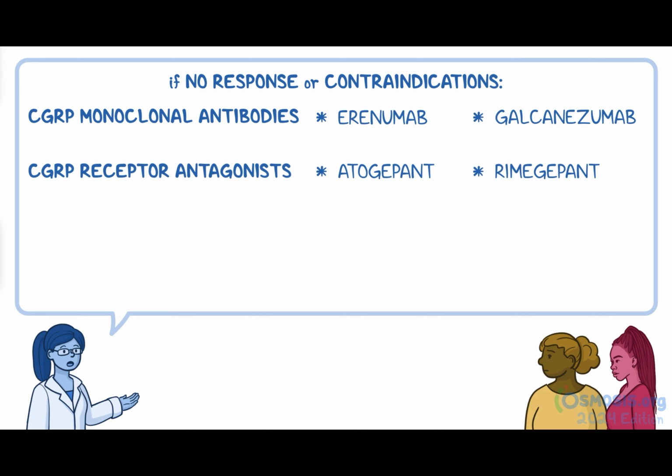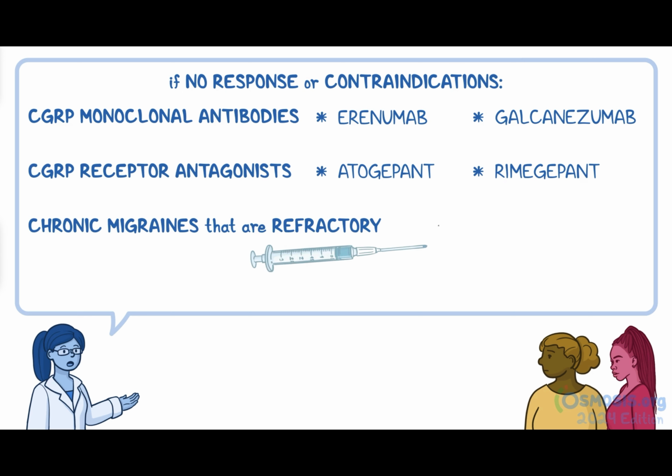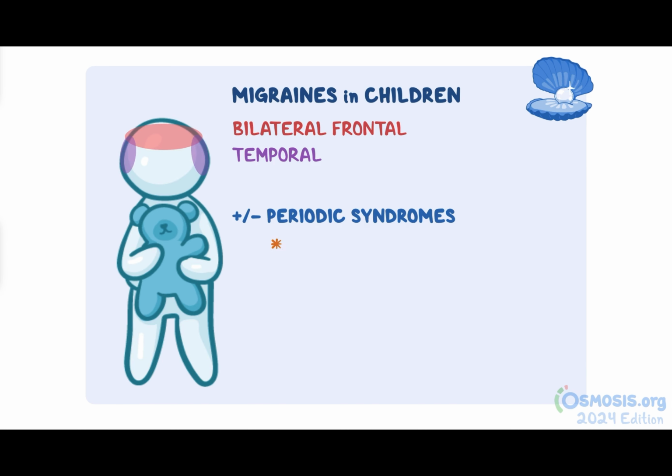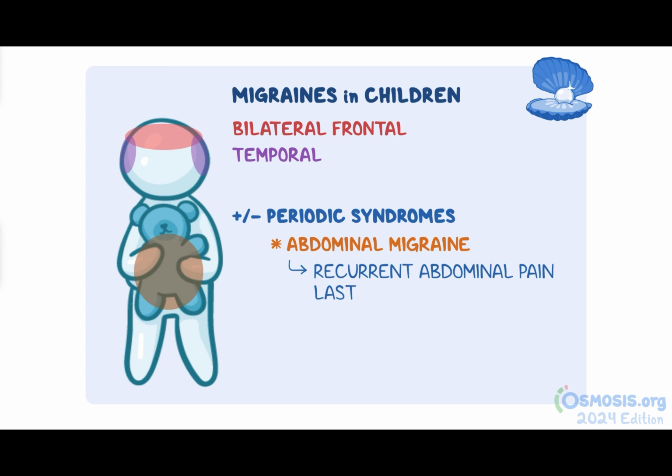Finally, for patients with chronic migraines that are refractory to the previously mentioned medications, consider Botox injections, more specifically onabotulinumtoxinA. Here's a clinical pearl. Migraines in children commonly involve bilateral frontal and temporal regions. In addition, children may present with childhood periodic syndromes, including abdominal migraine, which is recurrent abdominal pain that lasts hours to days.